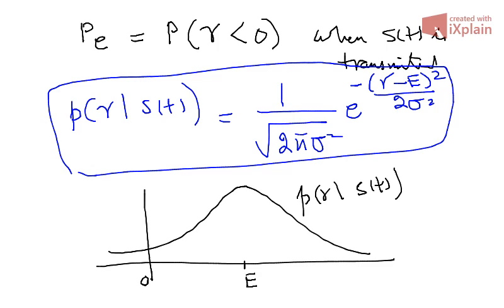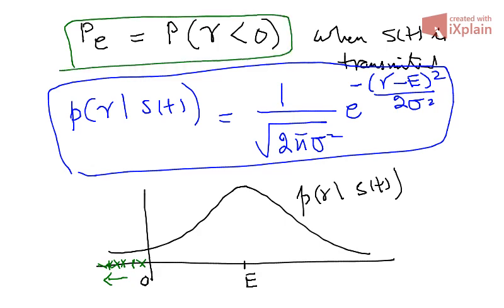Now all the points towards the left, we transmit S of t, we receive some point which falls towards the left. Any of these points contribute an error, which we write over here in this expression, the probability that R is less than 0. It is the probability of error. So how do we find this probability?